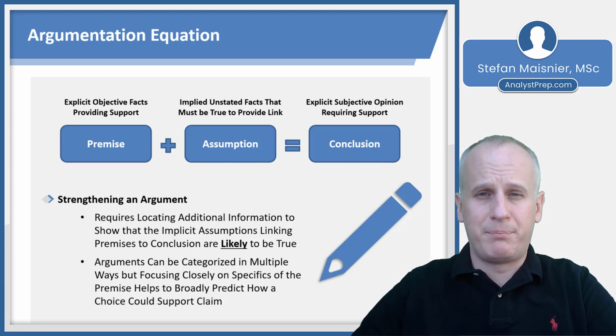And your arguments can often be categorized in multiple ways. We'll go through the big five of common argument formats and styles that you'll see on the GMAT here in this lesson. But recognize that oftentimes they can be categorized in multiple ways. They can have overlap between the types of categories. But being able to specify how the premise gets to the conclusion using one of these categories can help you to be more efficient and expedited in predicting broadly how a choice would support that claim through its standardized assumption.